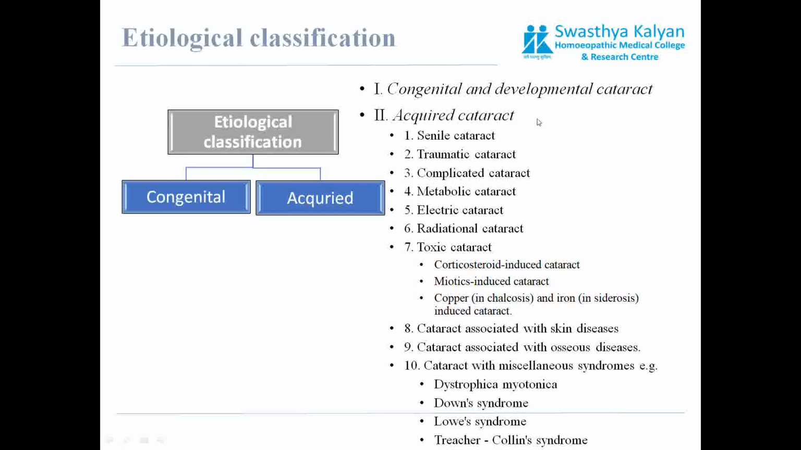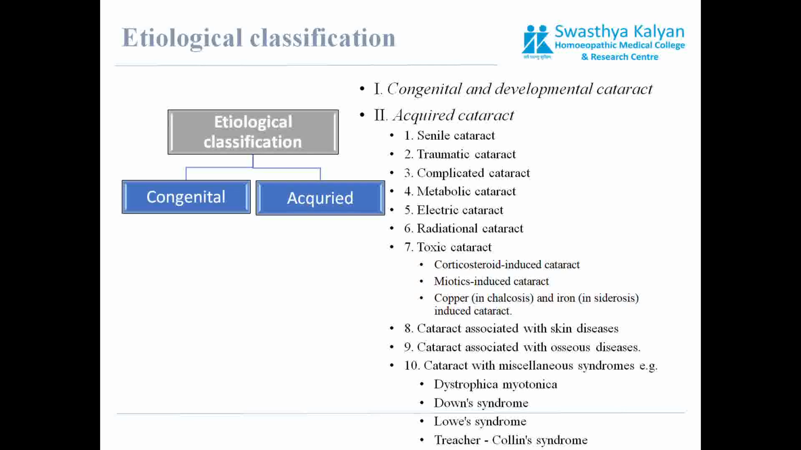Then when we discuss classification, there are two types of classification. The first one is etiological classification and the second one is morphological classification. Etiologically we classify into two parts, congenital and acquired. The first one is congenital and developmental cataract. We say congenital when the cataract develops before birth, and developmental cataract when the cataract develops in the developmental age. Okay.